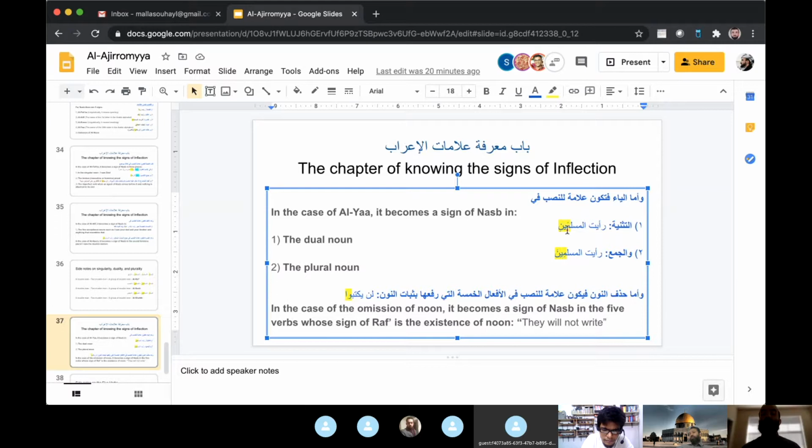And you may say they both have the ya. How do you differentiate between the dual and the plural? The way you differentiate is by looking at the letter before the ya and the letter after the ya. You see how the diacritical marks are switched around? In the dual, the mim is maftuh, the noon is maksur. In the plural, the mim is maksur, the noon is maftuh. So it's the other way around.